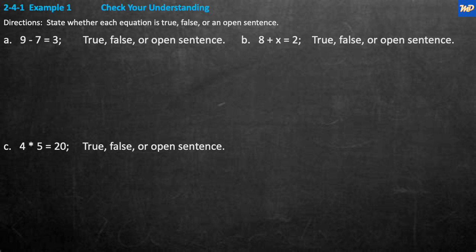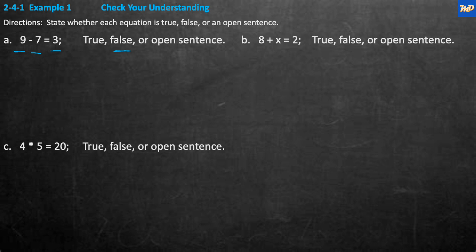Okay, if you're back and ready to go, let's go to A. A says 9 minus 7 is equal to 3. Is this true, false, or an open sentence? Is 9 minus 7 equal to 3? No, that's not true, so this has to be false. There are no variables. You couldn't say whether it's true or false if it were an open sentence, so this is just false.